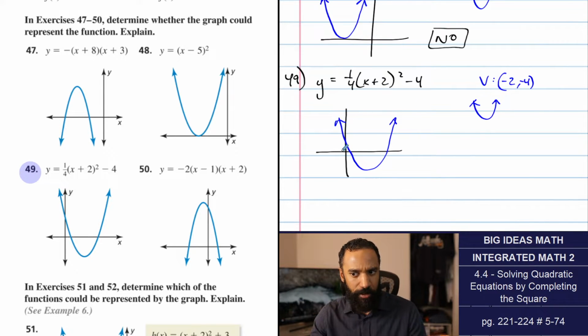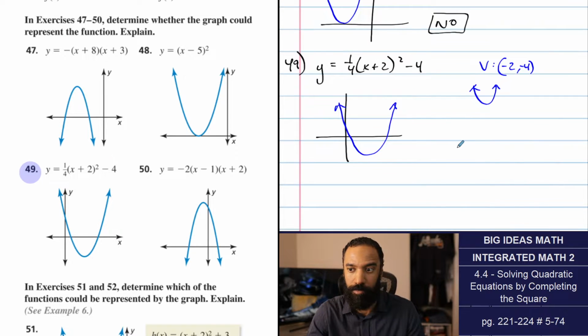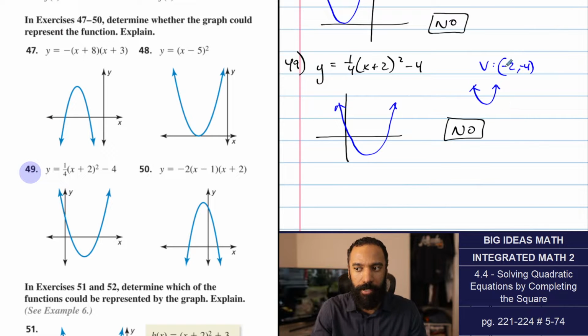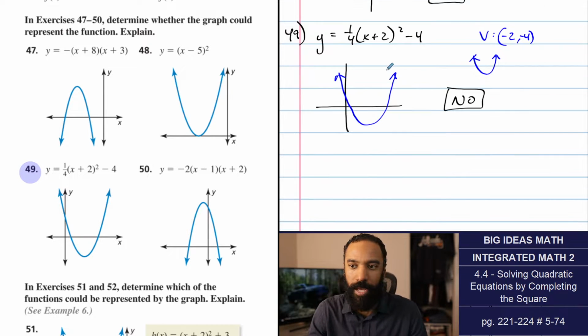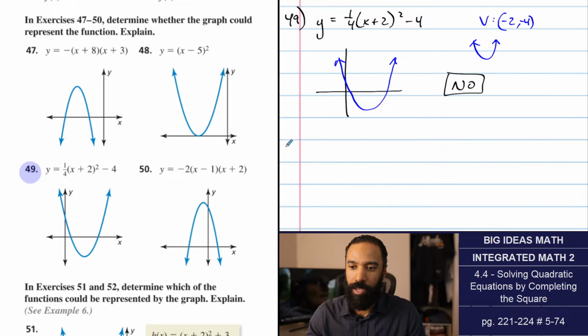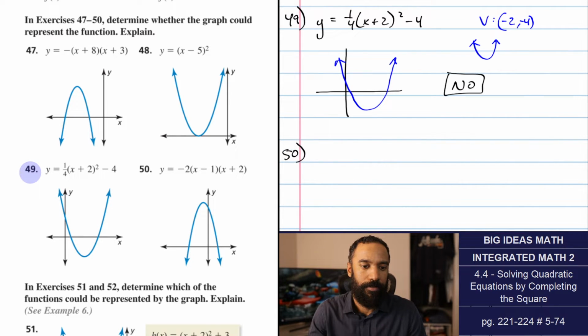Yeah, -2, -4 though, right? This thing seems to be at maybe 2, -4 at a possibility. This is another no. For that reason, the x value kind of in the wrong spot for the vertex. So probably not looking at the right version of that. Number 50. Let's take a look.